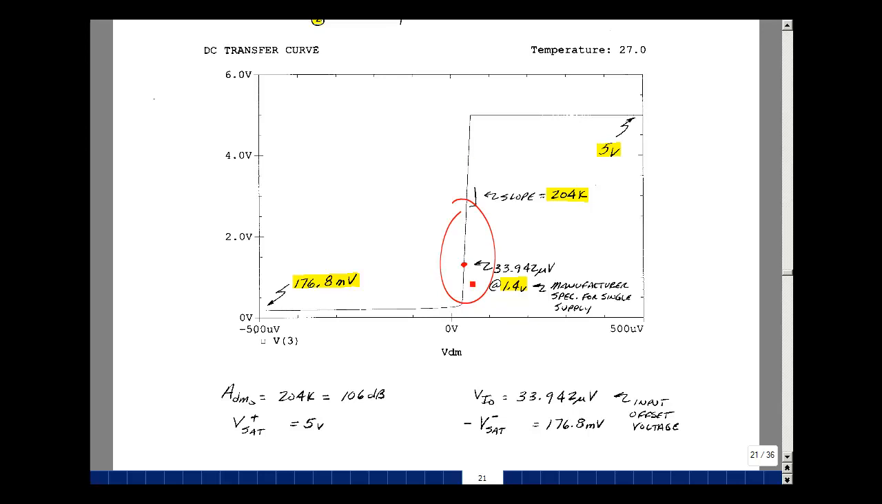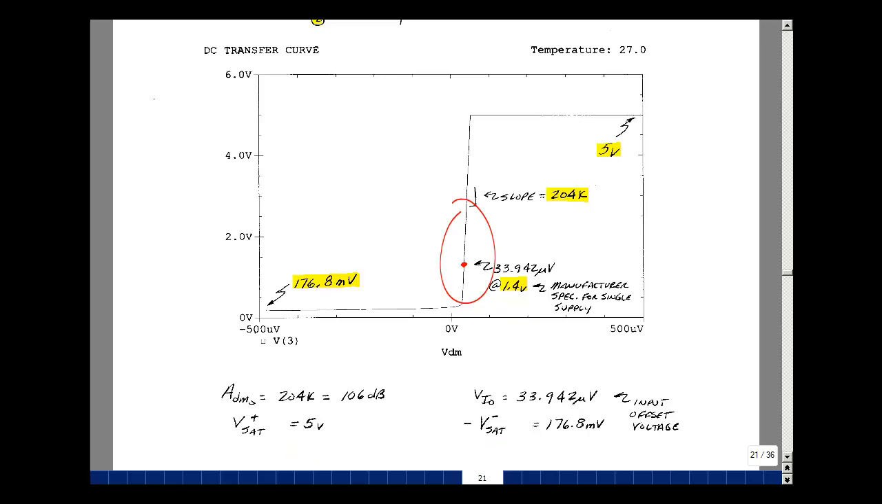So here the slope of the transfer curve is going to be the open loop gain. It's about 204,000, which is 106 dB, which roughly agrees with the data sheet. We're saturating positive at the 5 volt power supply, and at negative we're saturating about 176 millivolts, and again our data sheet is saying it's about 250, so it's a pretty good model. This would correspond again to our VSAT positive and VSAT negative, as we have a 5 volt power supply and a 0 volt power supply.